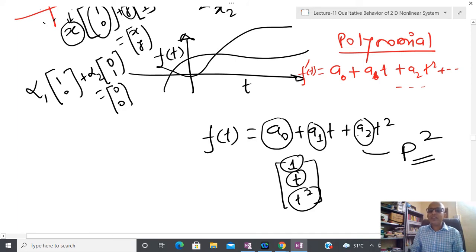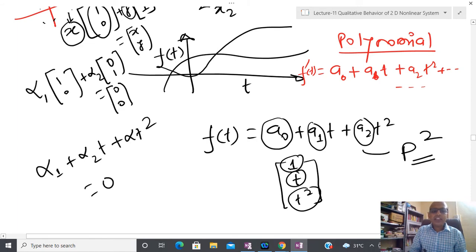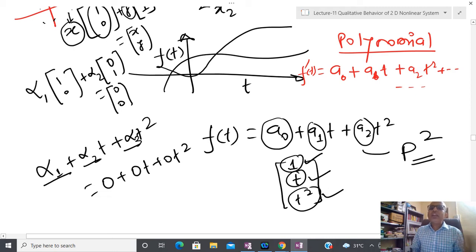Anyone has confusion on this? After that I just have to check whether this is linearly independent or not. So you can see that alpha 1 plus alpha 2 t plus alpha 3 t square equal to 0, where 0 means 0 plus 0t plus 0t square. You can see that the solution is alpha 1 equal to 0, alpha 2 equal to 0 and alpha 3 equal to 0. Due to that, I am telling that these three are linearly independent, so they qualify for the basis and are able to span the space.